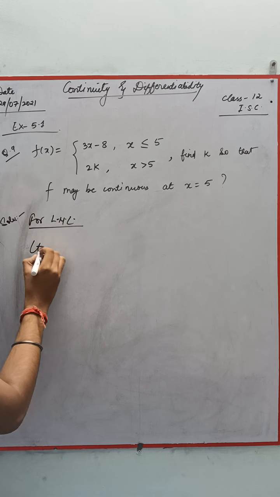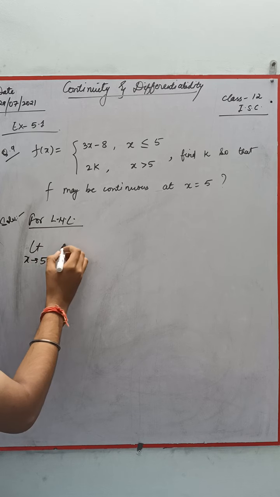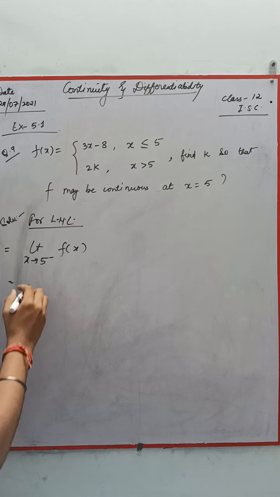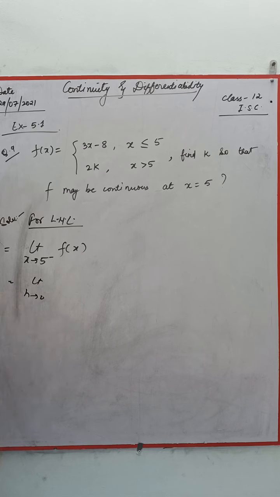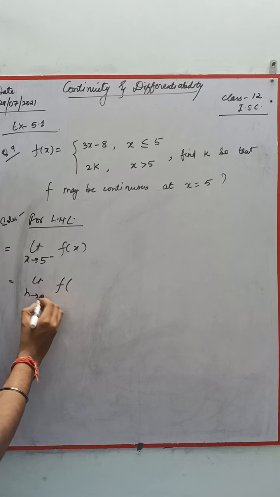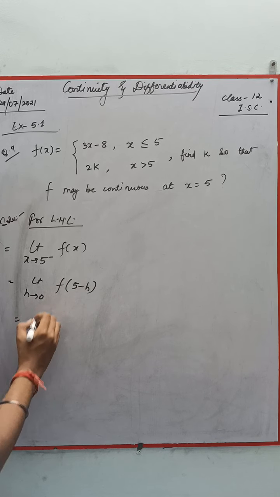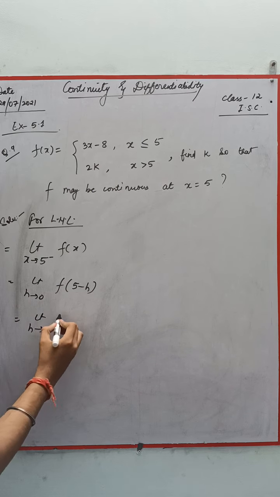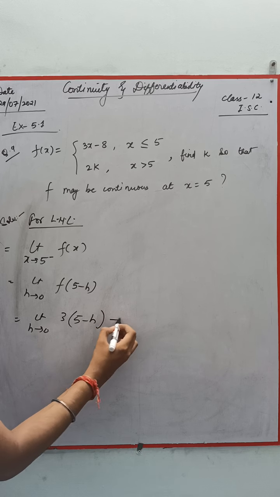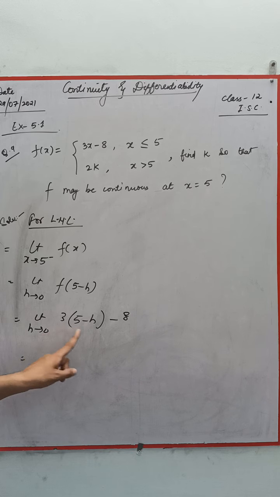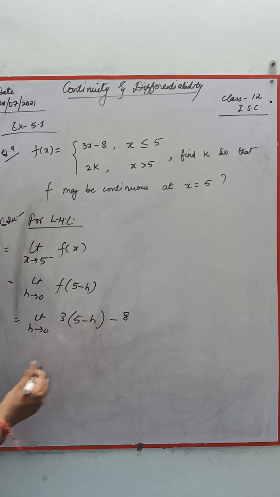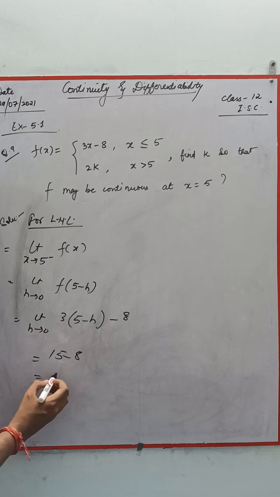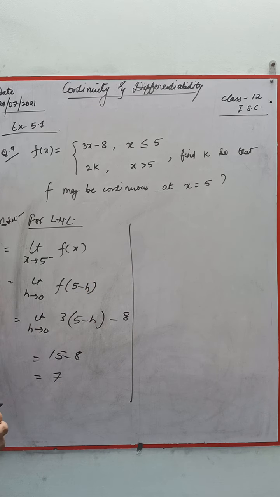take this. We know for LHL, limit x tends to 5 minus of f(x), and we know that this is limit h tends to 0 of f(5 minus h). Put the value here in the function, wherever x is, put 5 minus h. So 3 times (5 minus h) minus 8. On putting h tends to 0, we get 15 minus 8, which is 7. So 7 is the answer for LHL.